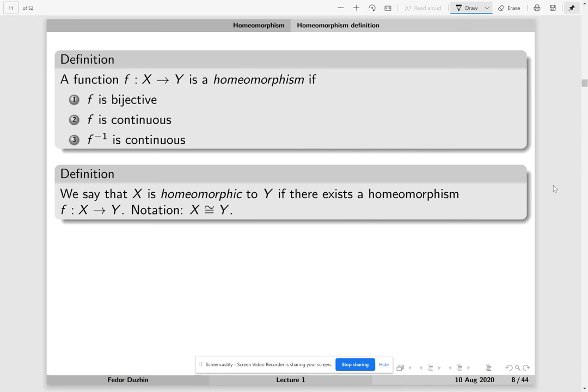So a homeomorphism, the noun, means a particular function from X to Y, and we say that X is homeomorphic to Y, the adjective, if there exists some homeomorphism from X to Y. And of course, if there exists some homeomorphism, then there will usually be infinitely many different homeomorphisms.